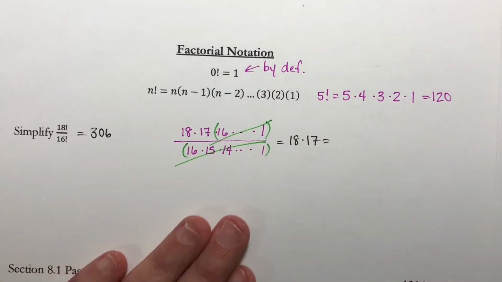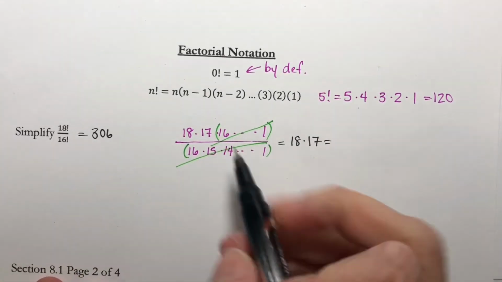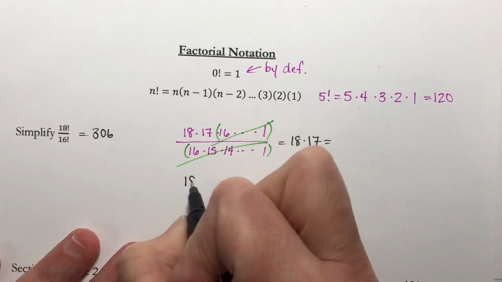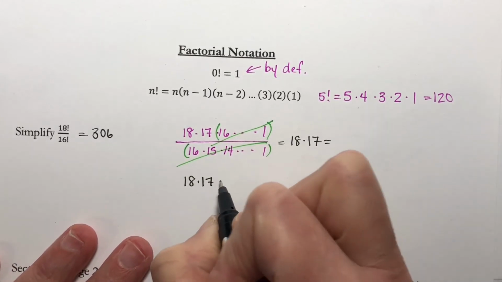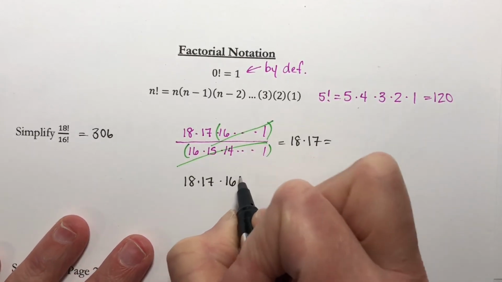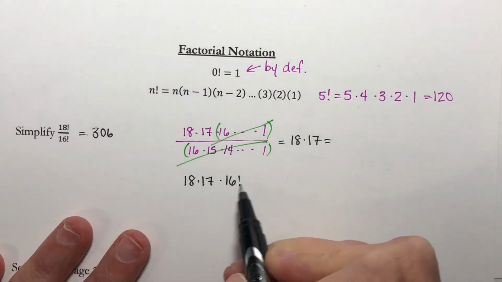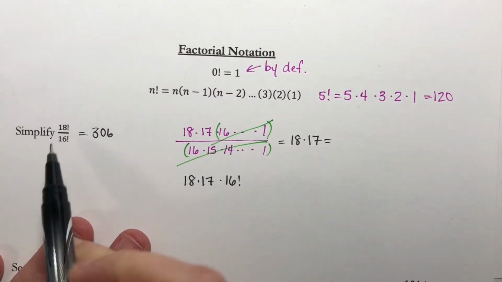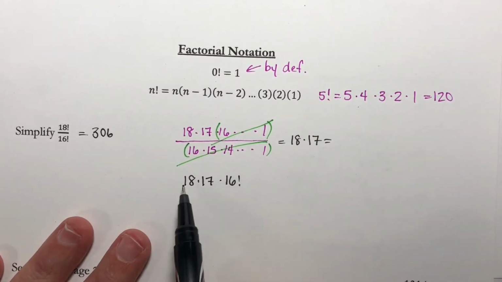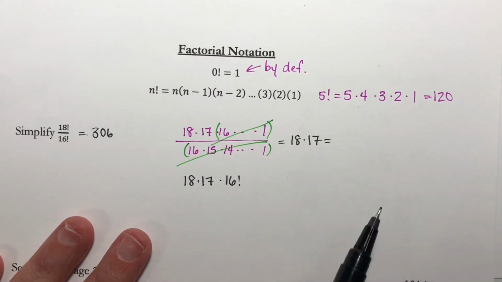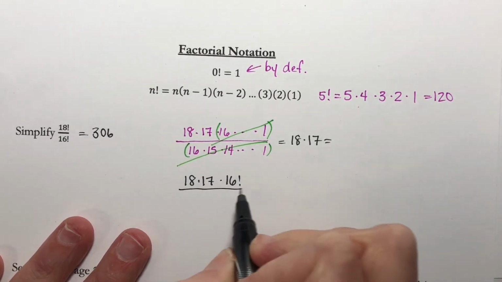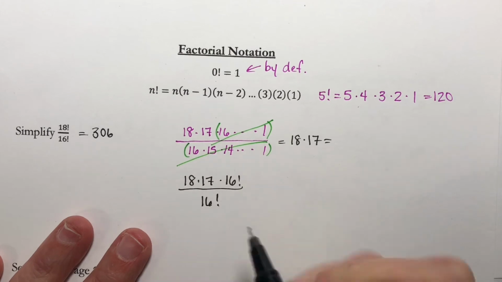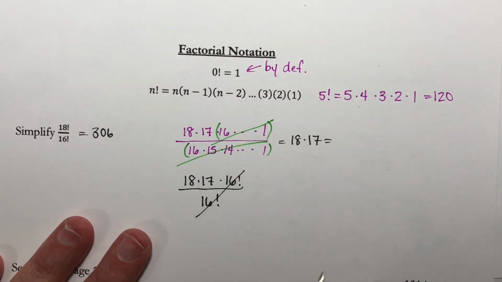Now the way we often write this, we don't write it out this much. We go 18 times 17 times, and then we just stop and write 16 factorial. This is shorthand for the rest of it. Anytime you have a factorial, you can do this. You can list a few numbers and then just list the factorial further down. If you put this over 16 factorial, it's much easier to see that they cancel. Okay?